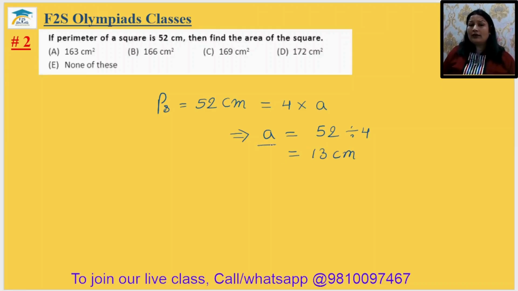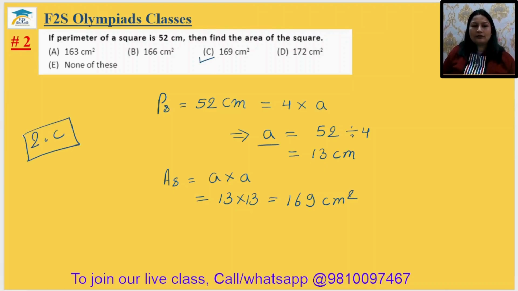And we know that the area of the square is equal to side multiplied by side. So it means 13 multiplied by 13. That is your 169 centimeter square. It is in the option number C. Second answer will be option C.